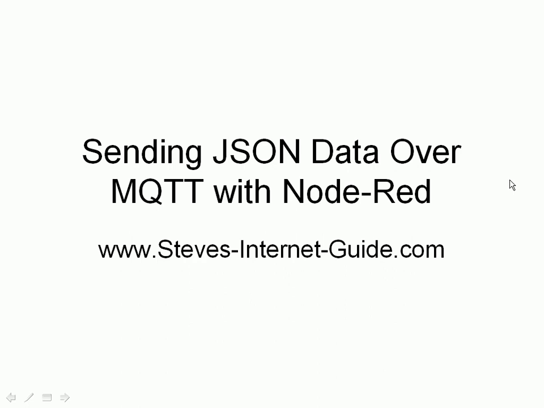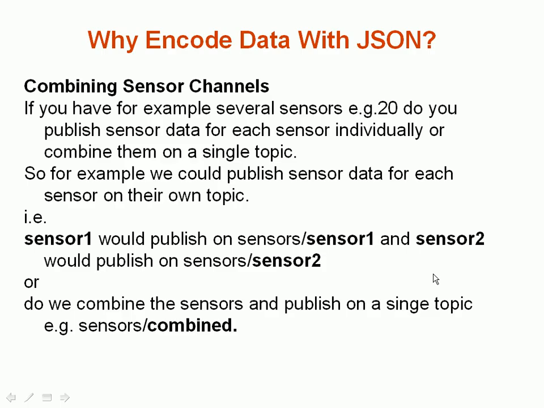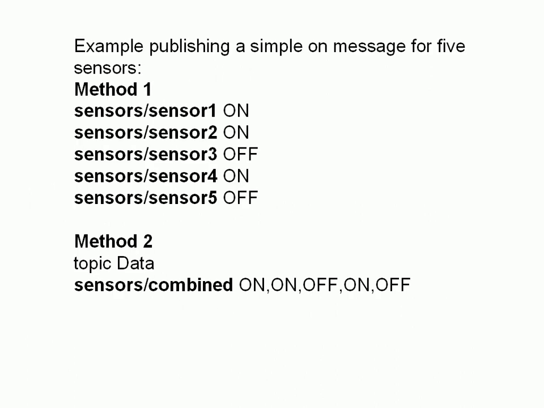In this video, we're going to look at sending JSON data over MQTT using Node-RED. Now, the main use of this is if we're combining sensor data. So imagine we've got several sensors and we could publish that sensor data individually. So one sensor, one sensor topic. And we could also combine that data into a single sensor topic and publish the data together as a single unit. And if we have a look here, these are our two methods that we could use.